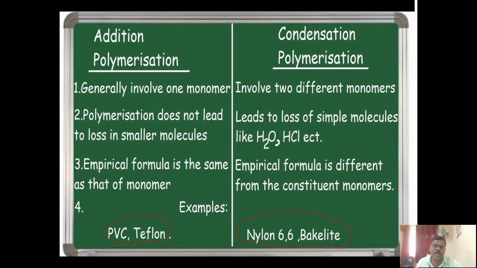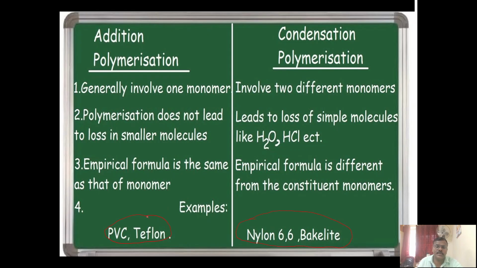Here we need to have a monomer that has a double bond. Here we need to have a monomer that has a functional group. Here a single monomer is also enough, or a mixture of two or more monomers is okay. Here, compulsorily you need to have two different monomers. Here the double bond is a must. Here there are functional groups, amine, alcohol. These groups are important for the preparation of condensation polymers.